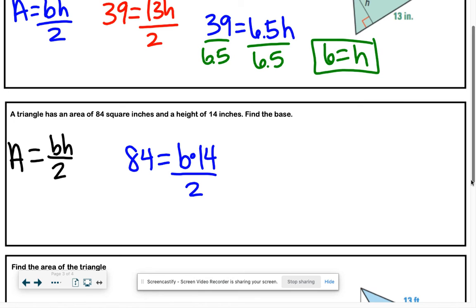Okay, what's our first step? Remember, for simplifying, do we find half of 14? Yeah, take half of 14, so we get rid of that fraction. Is that 7? Sure is. So now we have 84 equals 7B. Divide by 7. What do we get, Hayden? 12. Our base is now 12.